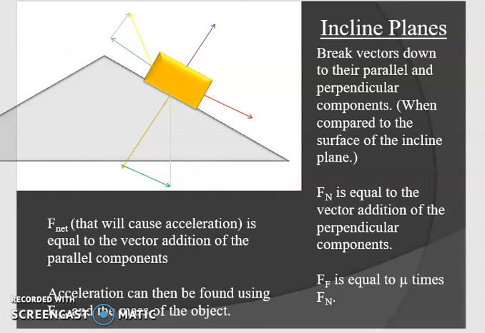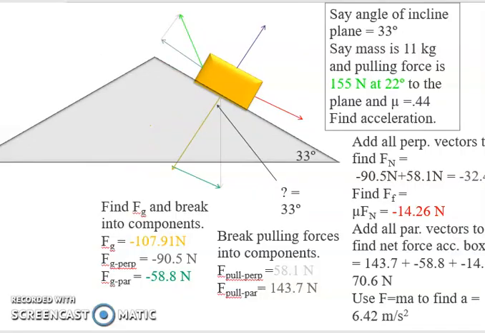All right, so let me go here. Here I just made up some numbers. And again, this is kind of a hardcore problem because of this part right here. But I said, let's say the inclined plane is 33 degrees. Let's say the mass is 11. Let's say that pulling force in green right there is 155 at 22 degrees. That 22 degrees is measured off of the inclined plane, so it would be right in that area right there. And the coefficient is 0.44.